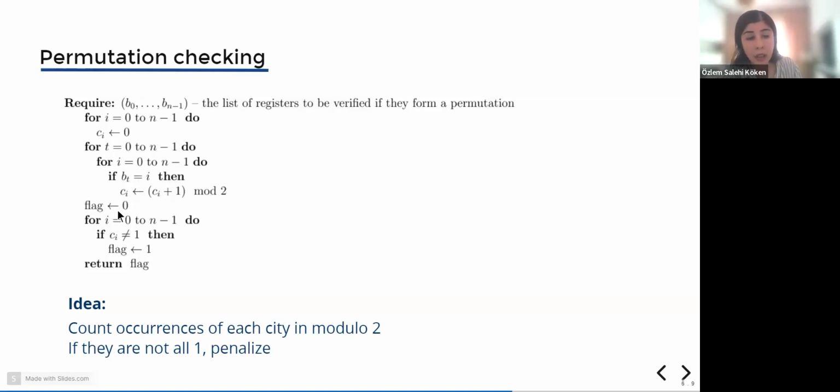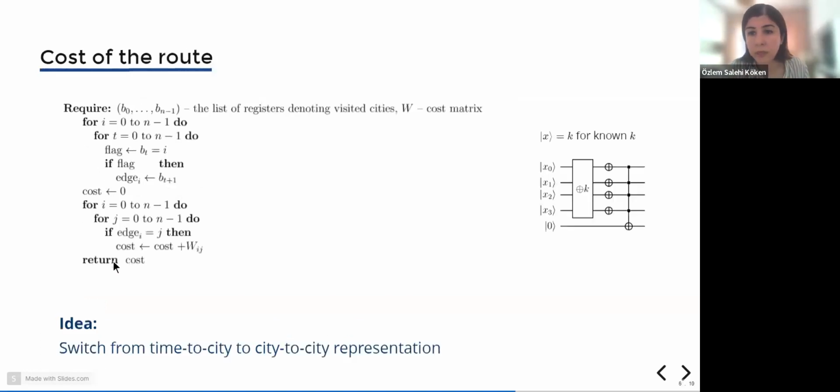And then at the end, we will check if all CIs are equal to 1. And if there is a CI which is not equal to 1, then we will set this flag to 1. And otherwise, we will set this flag to 0. So if at the end, all CIs are equal to 1, this means each city is visited exactly once, and we will return 0. And otherwise, we will return 1. So the corresponding quantum circuit will apply a penalization.